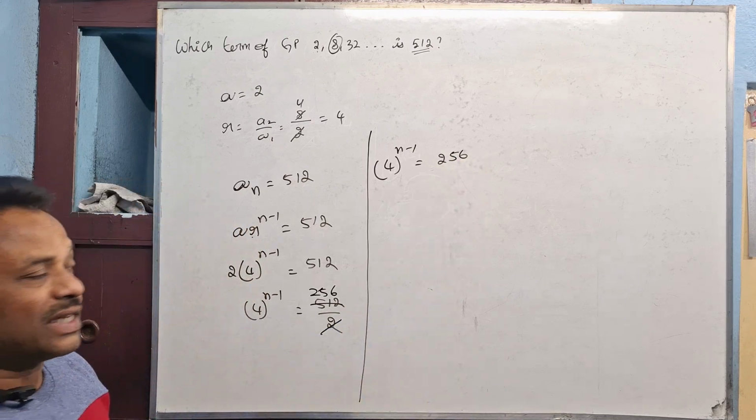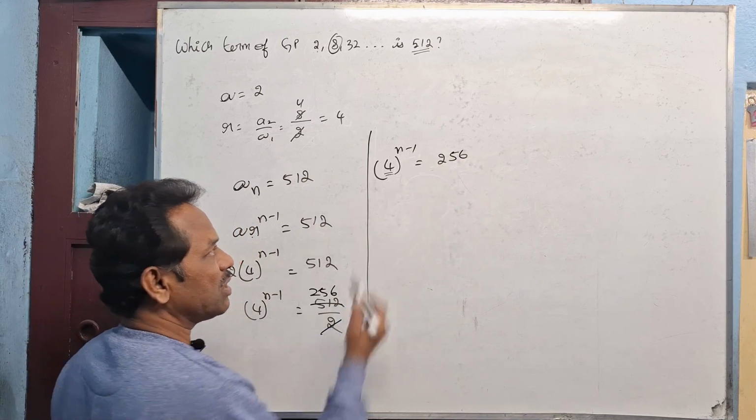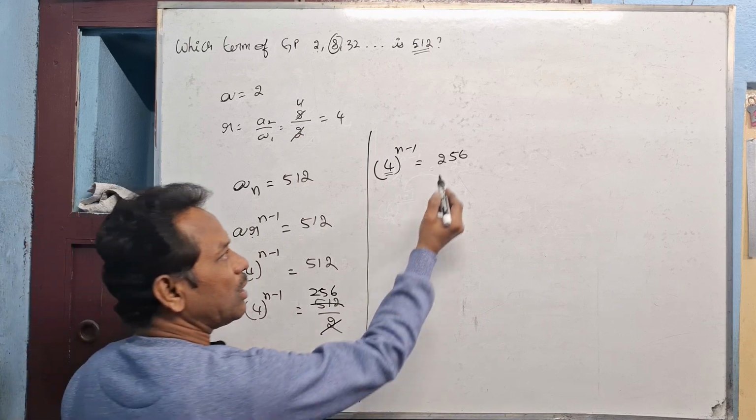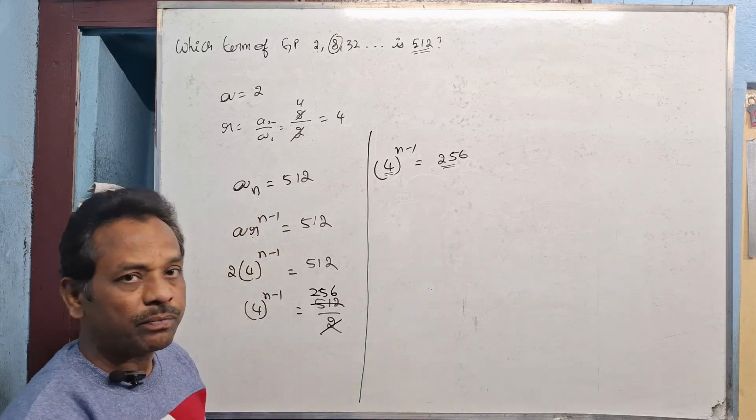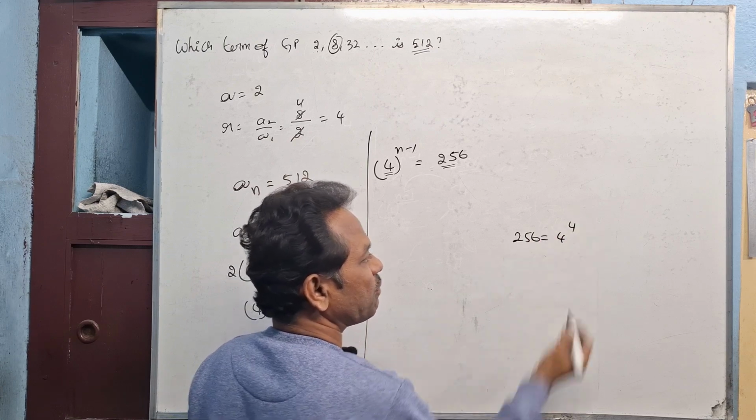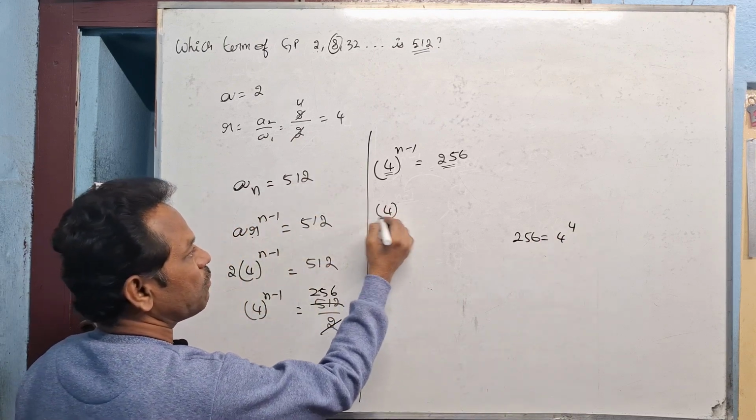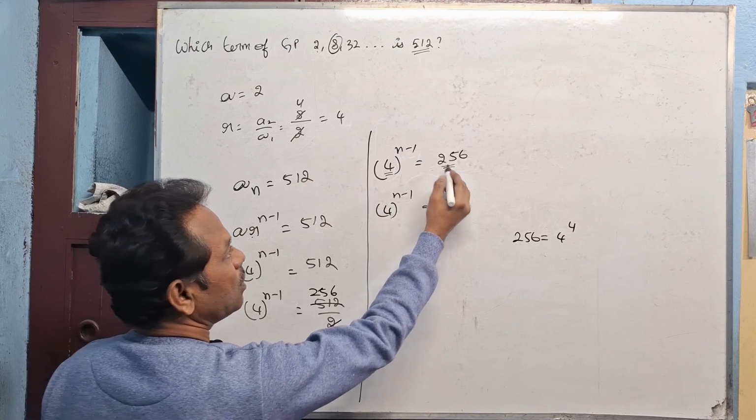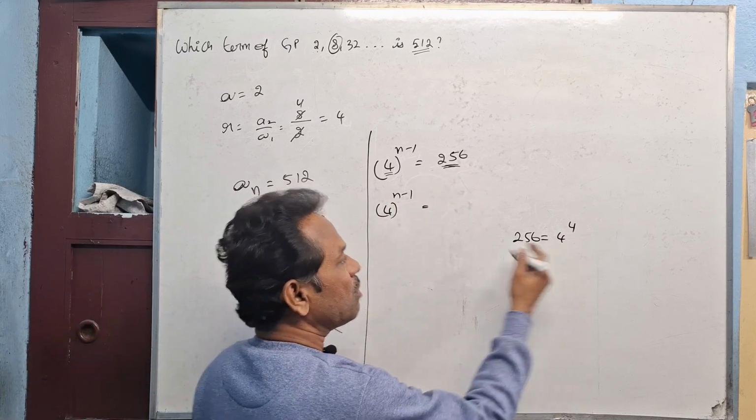Now look at the LHS. In the LHS, the base is 4. Let me write 256 with base 4. So 256 can be taken as 4 to the power of 4. So 4 to the power of n minus 1 equal to 256, which is the same as 4 to the power of 4.